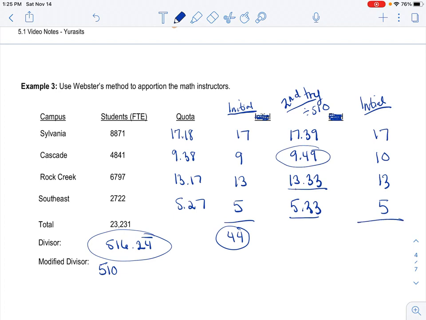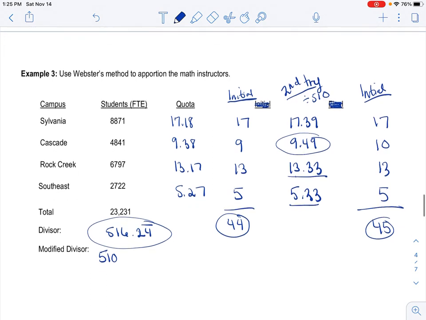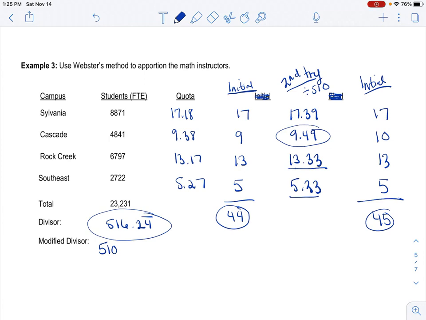So I can clearly see only one of them went up, or I can actually add all these up, and we get the 45 seat total that we need. All right, so the difference with Webster's is you round accordingly: 0.5 goes up, or below 0.5 rounds down. All right, I'll see you in the next video.